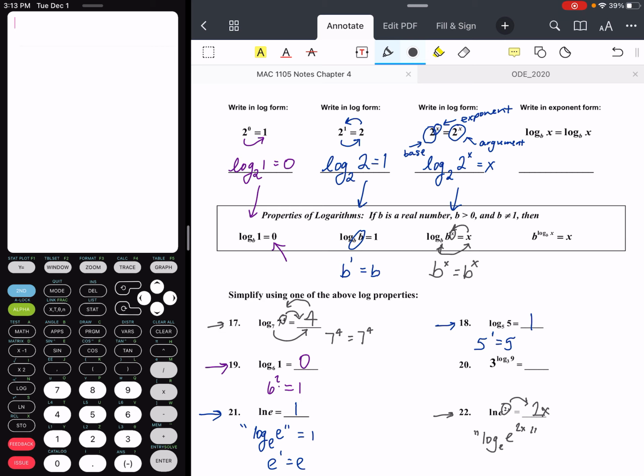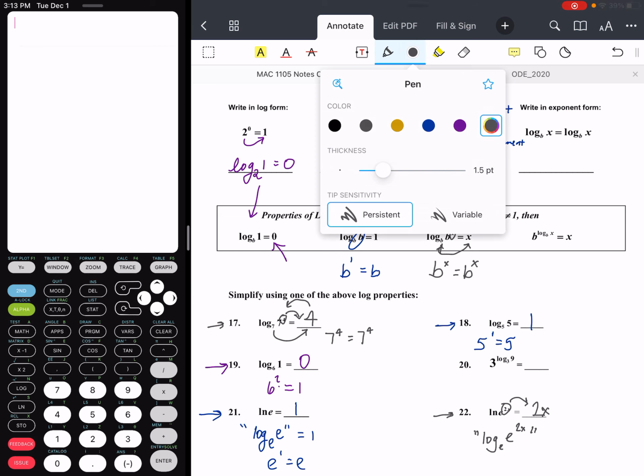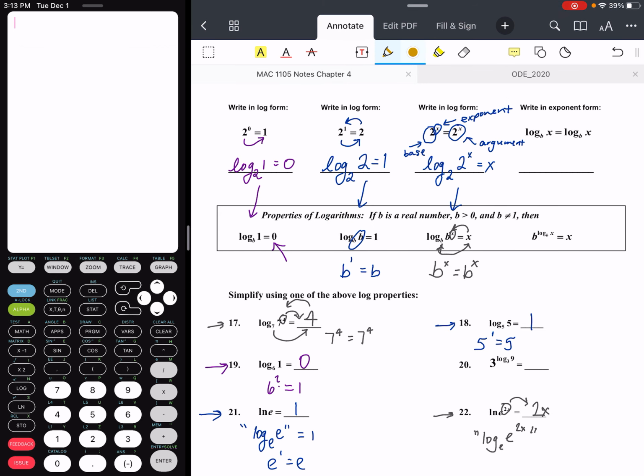All right, so let's look at the true weirdo in this section. This final example over here in the top right. It says write in exponent form, and we have log base b of x equals log base b of x. I'm going to give you guys a little bit of a warning here. This example always reminds me a little bit of a snake eating its own tail. I don't know why. So it's going to seem a little kooky, but just bear with me. It's like complicated but simple at the same time.